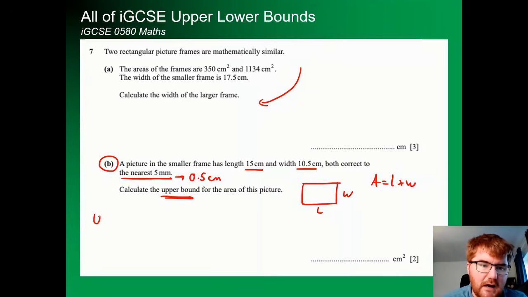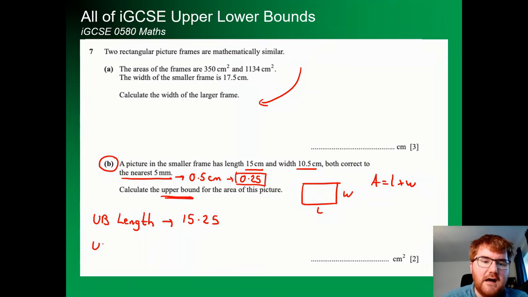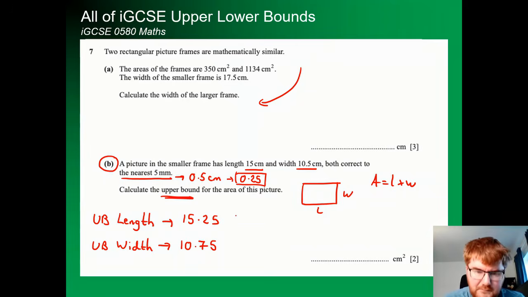So if we work out the upper bound, and you're probably getting used to this at the moment, of the length, well, we can work this out quickly. So 0.5 halved, that's going to be 0.25. So we just add that on to both. So we're going to get 15 plus 0.25, that's 15.25. And then the upper bound of the width, be careful with your decimals here. So 10.5 plus 0.25, that's equal to 10.75. So all we're going to do is multiply those numbers together.